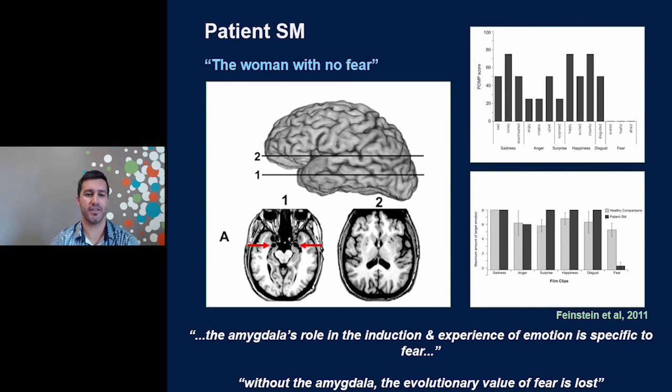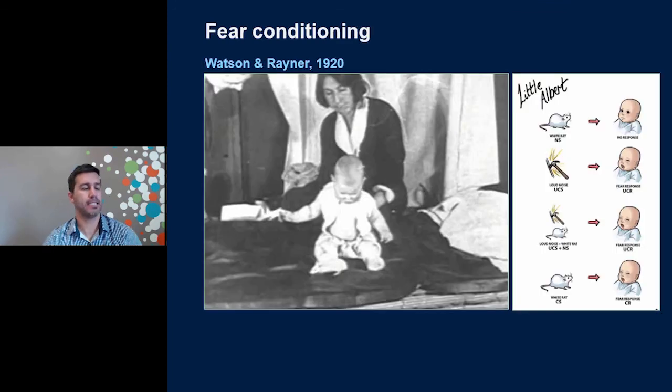And so this has led researchers like this group to conclude that the amygdala's role in the induction and experience of emotion is very specific to fear, and that without the amygdala, the evolutionary value of fear is lost. And these are quite strong ideas. But I would say that the strongest body of evidence linking these ideas has come from fear conditioning studies. So what is that?